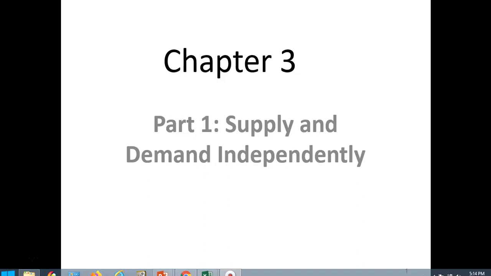And supply by itself, what impacts what sellers will do, what producers will do. And I'm going to use those terms throughout, seller and producer, synonymously, right? So assume that they're basically talking about the same group, the ones that are creating and selling the product to the consumers. So all of that is part 1, right?